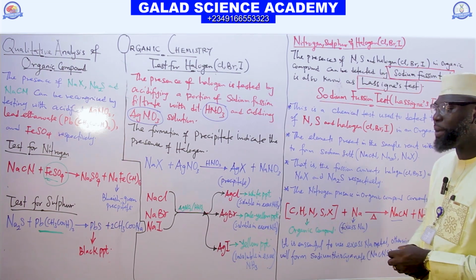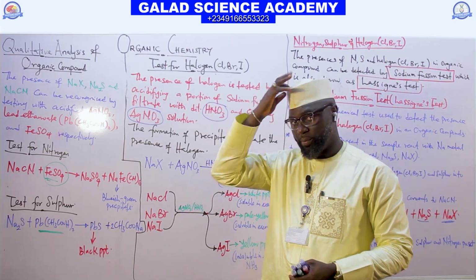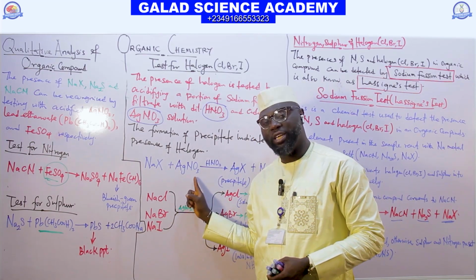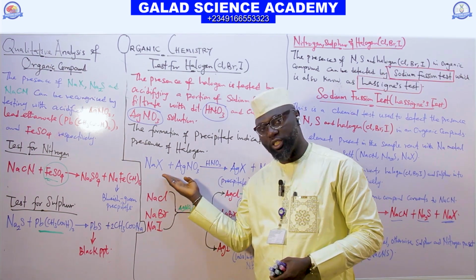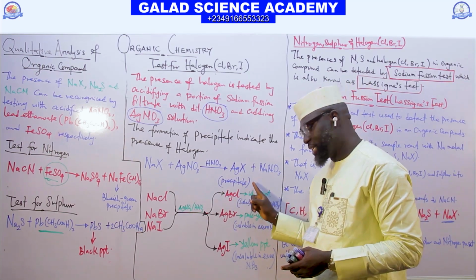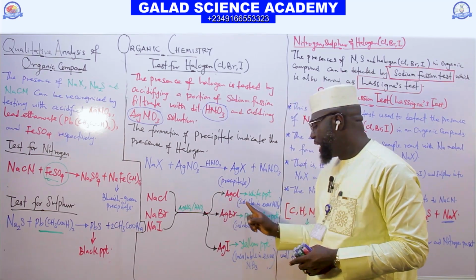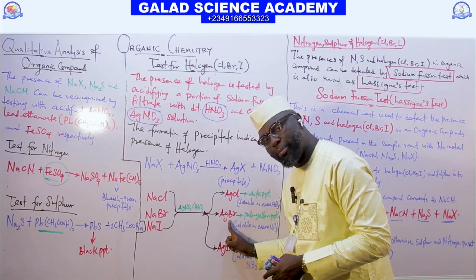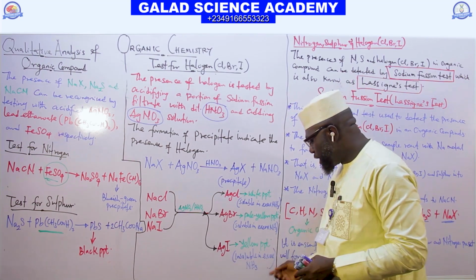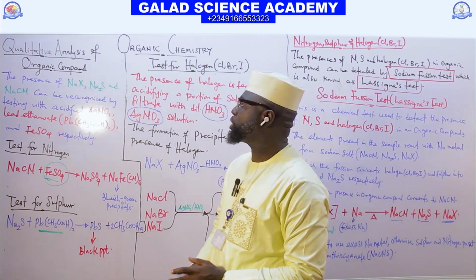So that is all about the sodium fusion test for halogen. Once again, for halogen, we use AgNO3 and HNO3 to test for sodium halide. If we add it and we have a precipitate, if the precipitate is white, it's silver chloride. If it is pale yellow, it will be silver bromide. If it is normal yellow, it's silver iodide. And only silver iodide is insoluble in excess ammonia.